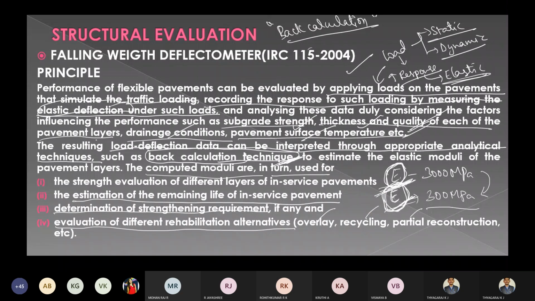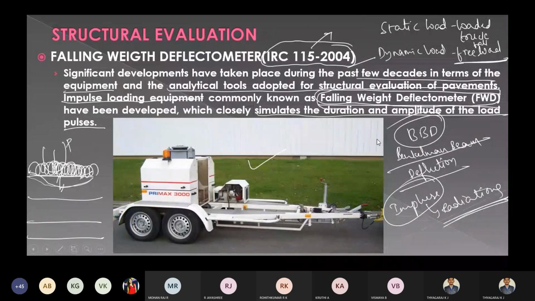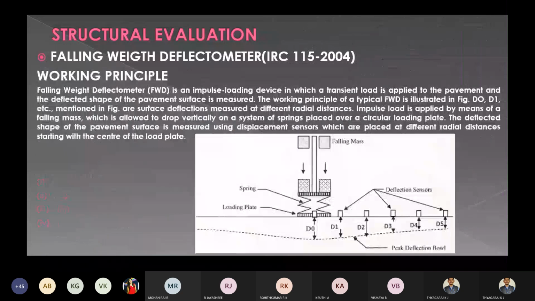So whatever the video I have shown, it is similar to this one. That is, this is the equipment which is used, and as I told, there will be a load which is applied. That is the falling mass which is going to apply on the pavement surface. So this is a falling mass, and these are the sensors. As I told, 6 to 7 sensors will be there, or up to 9 sensors you can place, and those sensors will be recording the deflection reading.